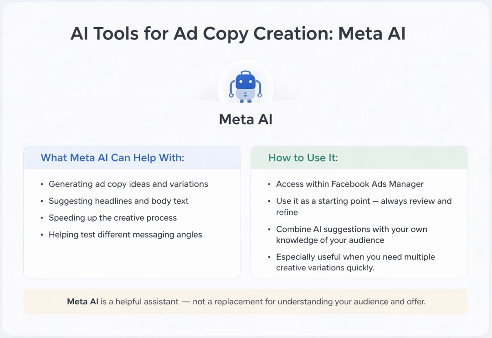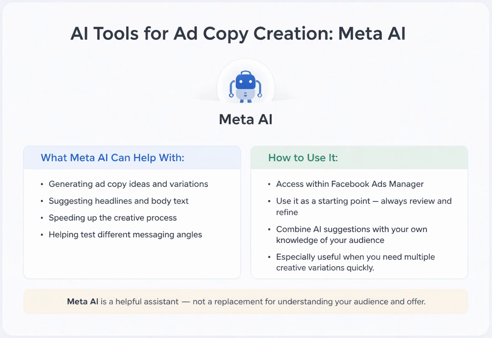Toward the end of this segment, the instructor briefly touches on a very relevant and timely topic, using AI tools, specifically Meta AI, to help create your ad copy. Meta AI is built directly into the Facebook advertising ecosystem, and it can be a genuinely useful tool for generating ad copy ideas, suggesting headlines, and helping you come up with multiple creative variations quickly. This is especially relevant in the context of Andromeda, because that update demands more creative variety. If you're struggling to come up with 10 different versions of your ad copy, Meta AI can help you brainstorm and speed up that process.